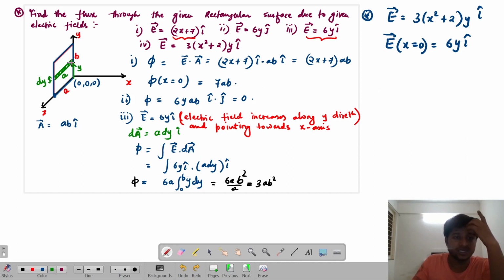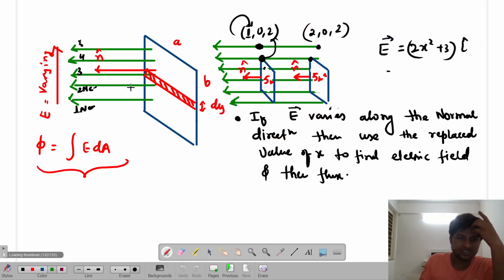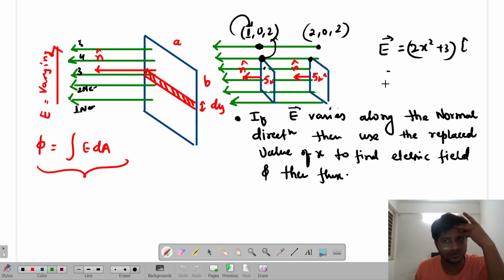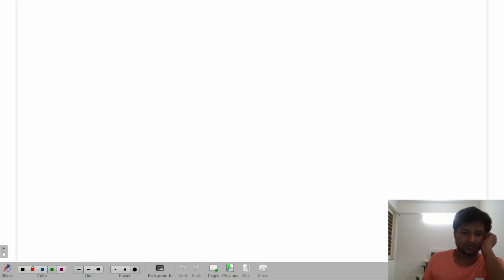First you have to see in which direction the normal is there. Perpendicular to the direction of normal, I have to do the integration. Along the direction of normal, I have to do the substitution. Are you able to get me? Let's suppose I'll take another example.